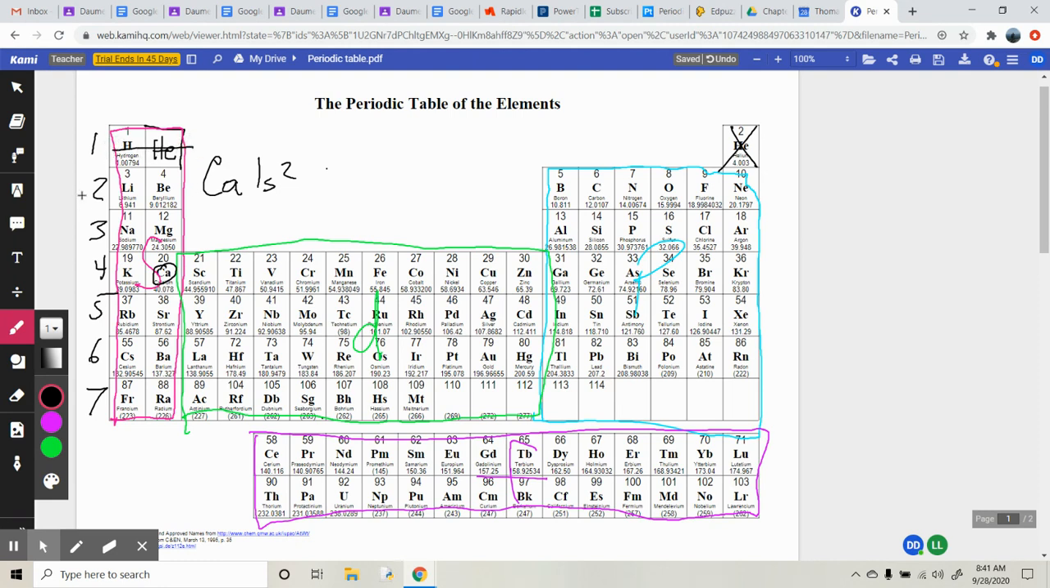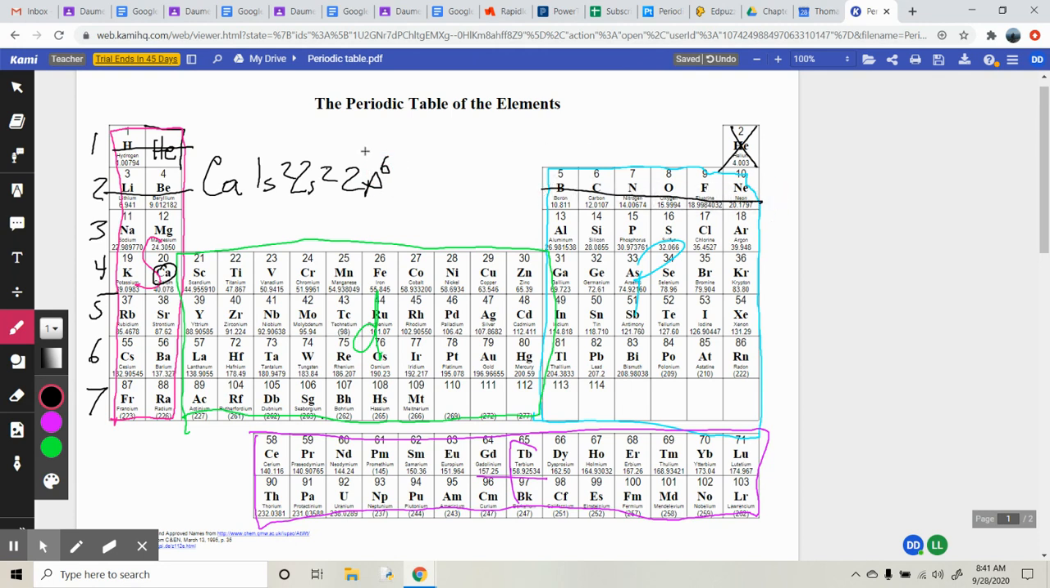1s2. 2s2. Going on down like reading lines in a book. Again, 2. We are now in the p orbital. 1, 2, 3, 4, 5, 6. Got to get through all those, right?